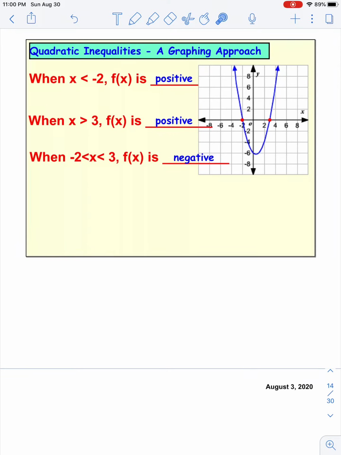All right, we're going to continue on with P7 notes and the quadratic inequalities. The first way we're going to look at solving a quadratic inequality is actually one of the nicest ways. It's called a graphing approach.